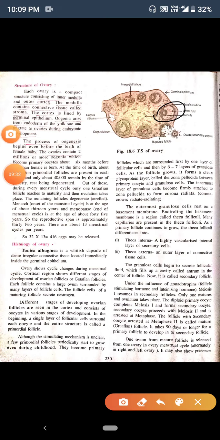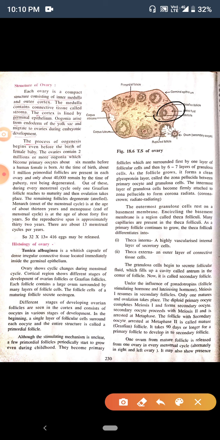So here the major difference is that meiosis 1 is a reduction division, meaning from 2n number of cells, n number of cells are formed. That is nothing but a reduction division, right? So meiosis 1 is going to resume in the secondary follicle. Only one matures, and ovulation takes place, right? Only one of them will mature, and after that ovulation is going to take place, right.